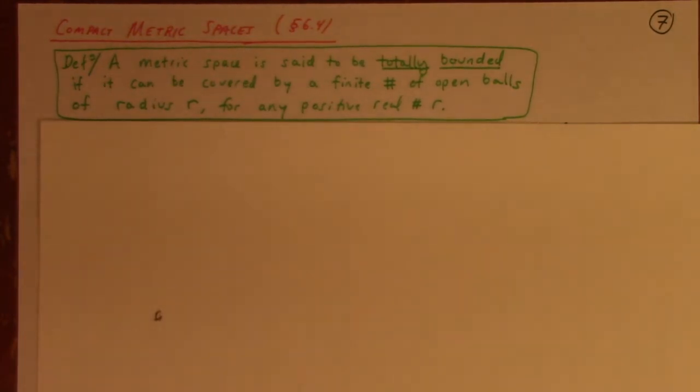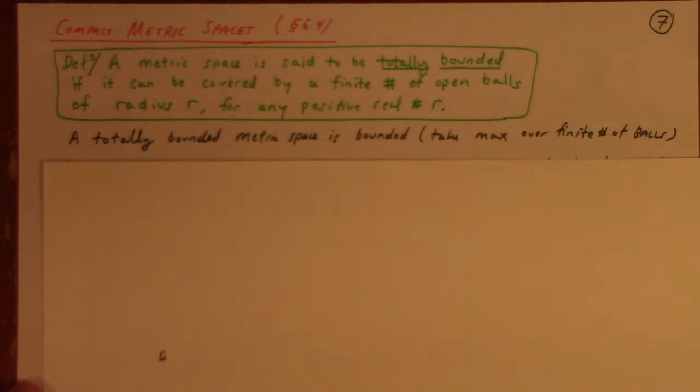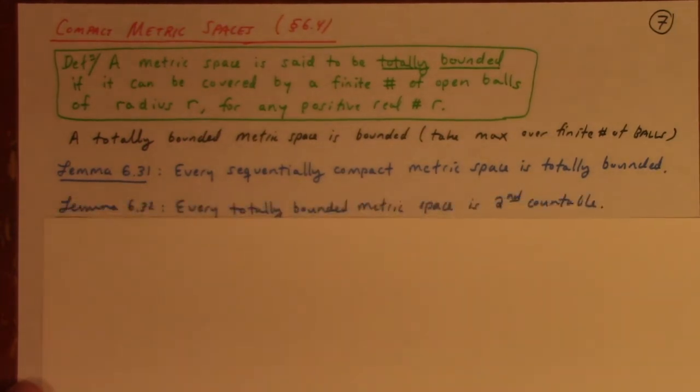So anyway, a metric space is said to be totally bounded if it can be covered by a finite number of open balls of radius r for any positive real number r. So a totally bounded metric space is bounded. You can just take the max over a finite number of balls, so you see the boundedness from that. Lemma 6.31: every sequentially compact metric space is totally bounded.